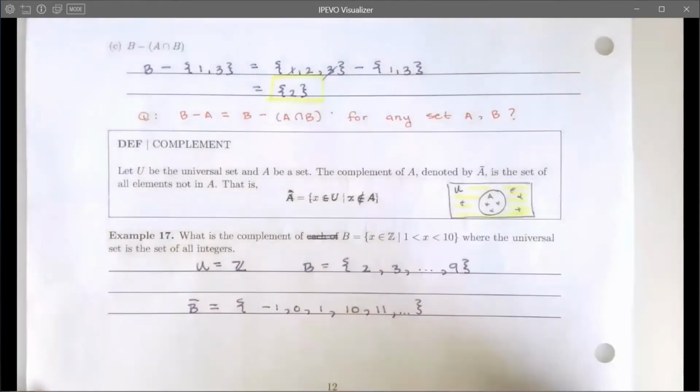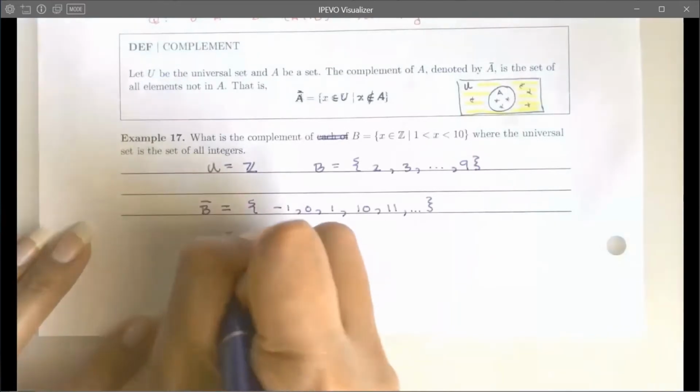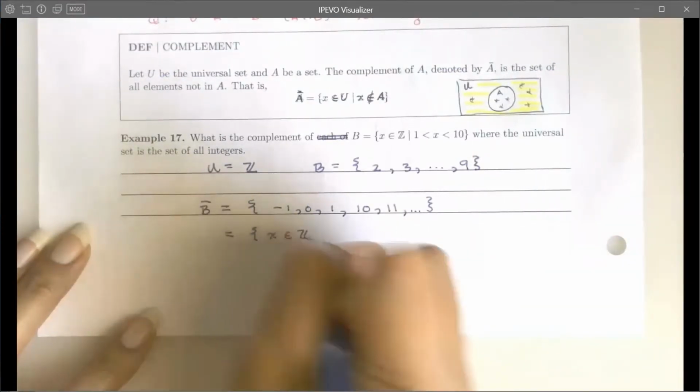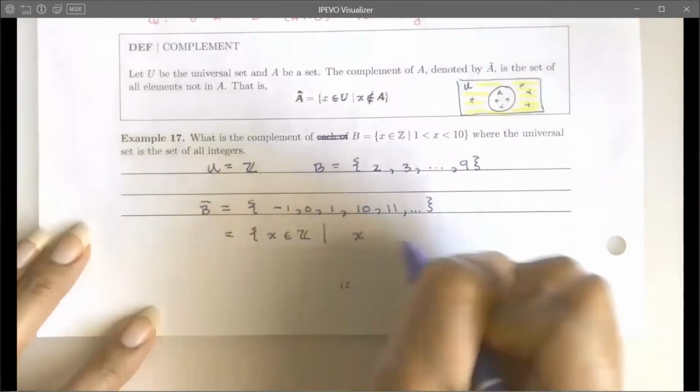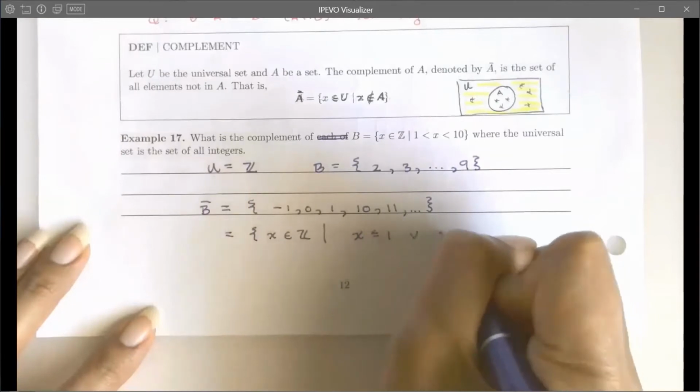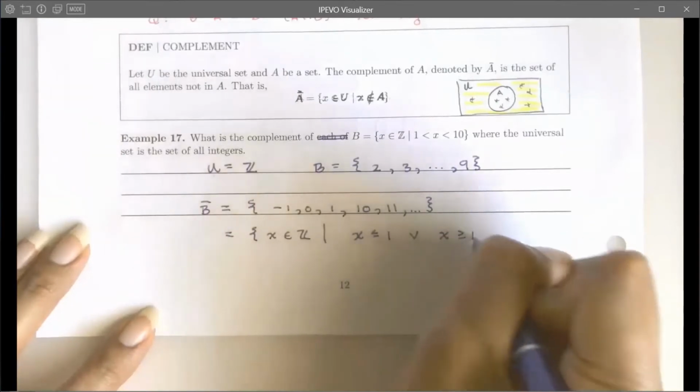So to give a set builder notation of those elements, we could say it is the set of all integers such that the integer is less than or equal to 1, or the integer is greater than or equal to 10.